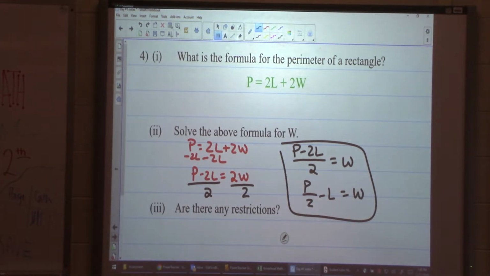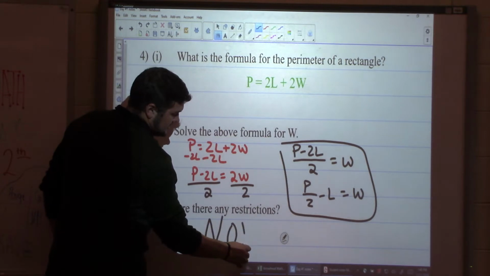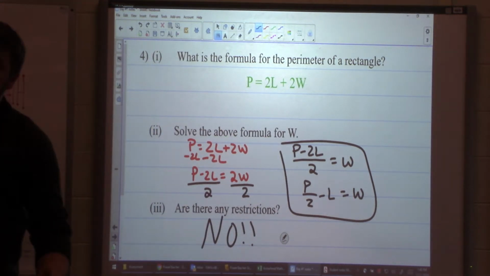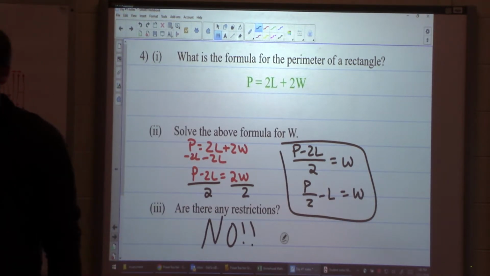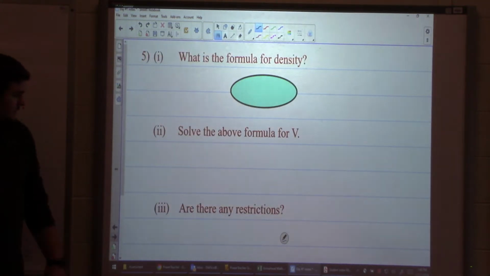Are there any restrictions for it? No. Why not? No variable in the denominator, so there's no restrictions. Now, once again, length and width and perimeter have to be positive, but we're not worried about that. Any questions so far? No. I think we have 2 more.